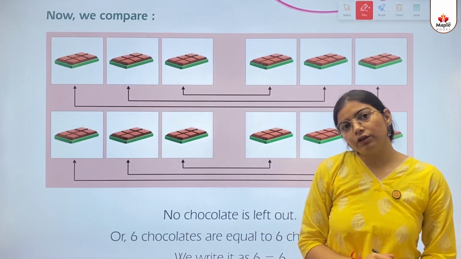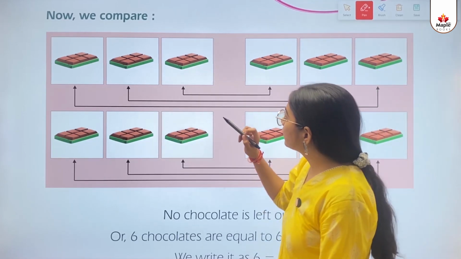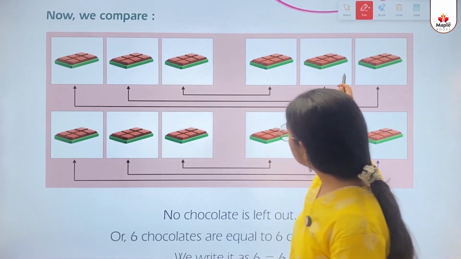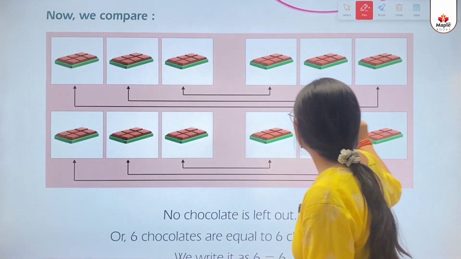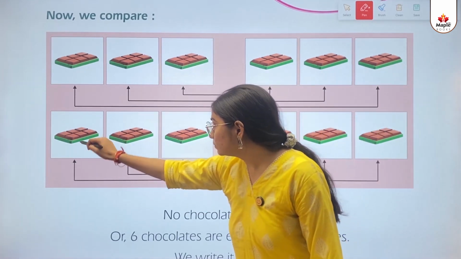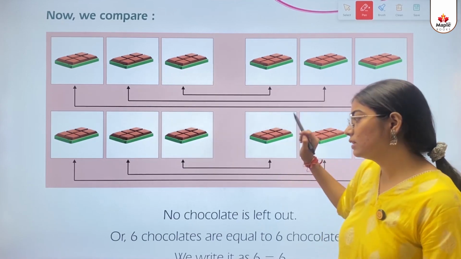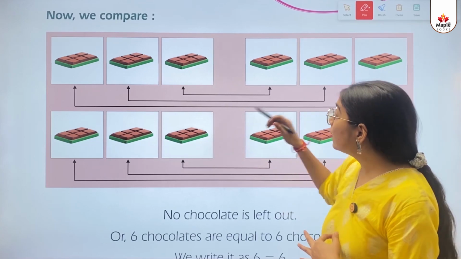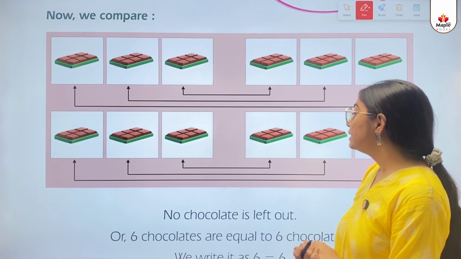Now kids, what do we do? We will compare both the sides. So, we will compare the first chocolate with this one, another with this one, another one with this one. We can see the comparison with the help of these arrows given here. Then in the next row, we can see the first one with this one, another one with this one, and the third one with this one. Now, as you can see from both the sides, are there any left chocolates? No, there is nothing left.